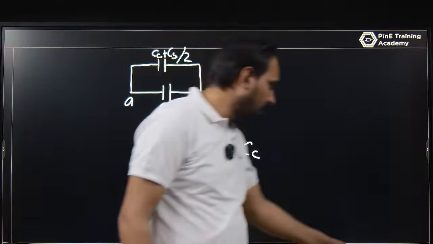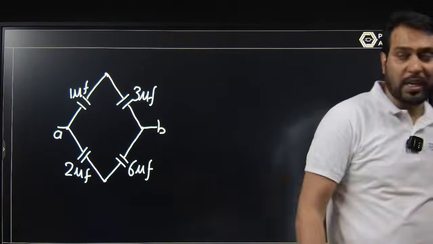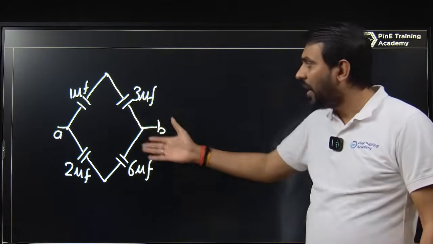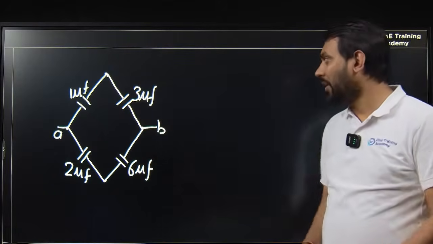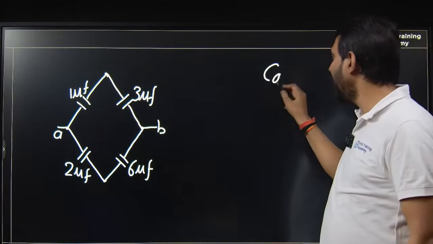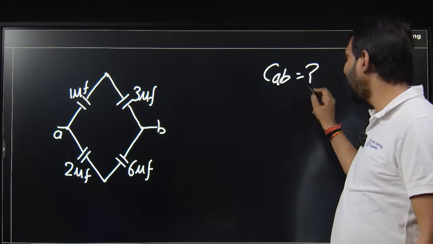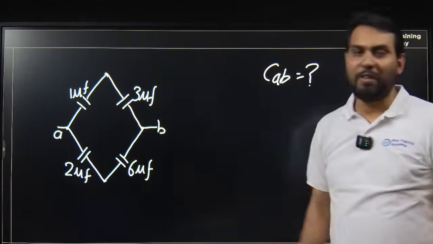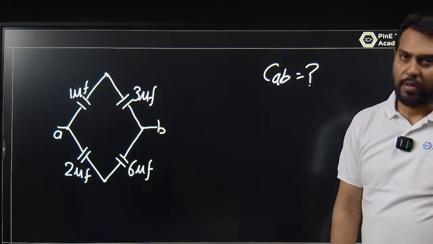Okay. Now you have a last question. Solve at your end. You have A and B. Determine what is C_AB. This is an assignment for you. In between A and B, what is that value? Okay.